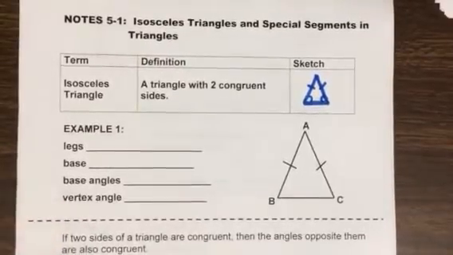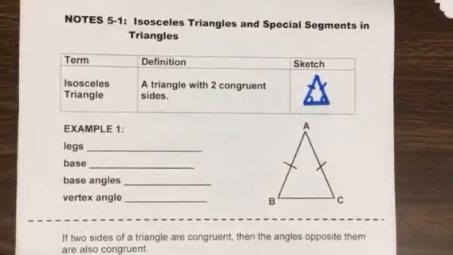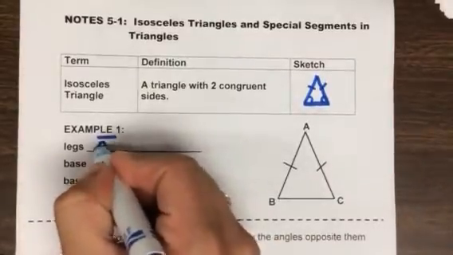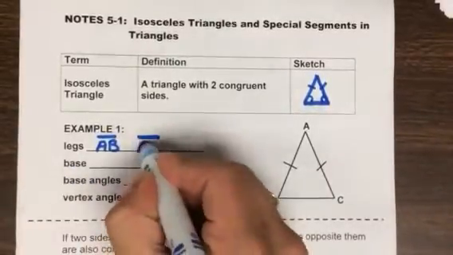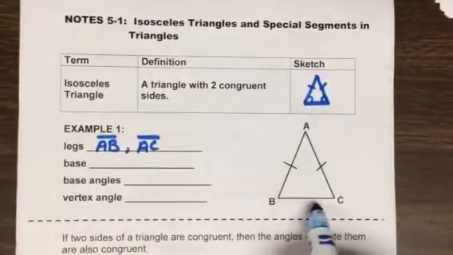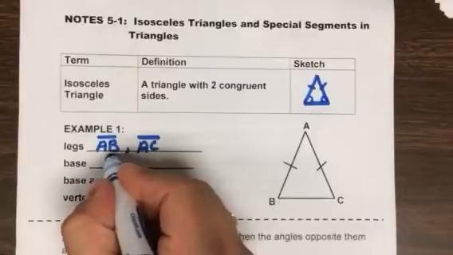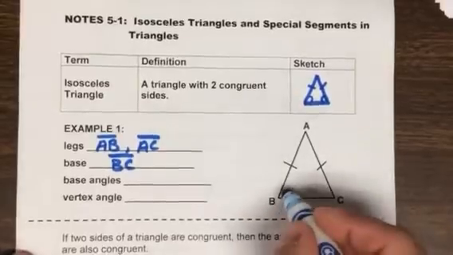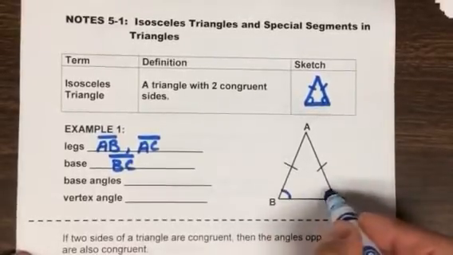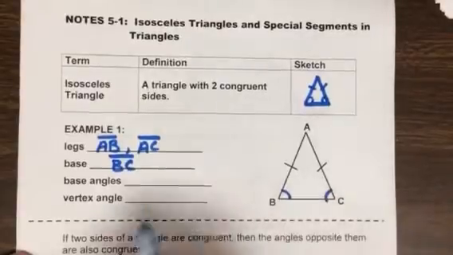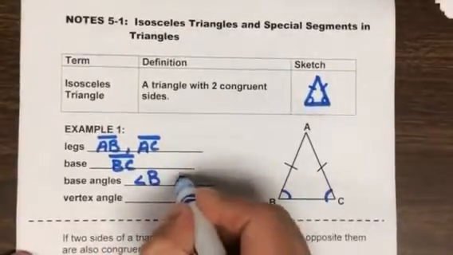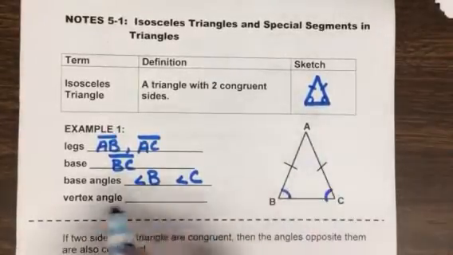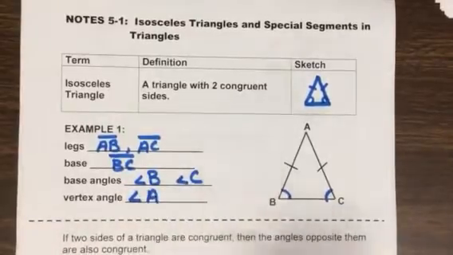So looking at example 1. We got two legs. Our legs are always congruent on an isosceles triangle. So in this case, our congruent legs are segment AB and segment AC. Our base is the side that is not congruent. In this case, it would be segment BC. Our base angles would be the two angles attached to our base. We know that they're going to be congruent angles because they're opposite our congruent sides. That would be angle B and angle C. Our vertex angle is our angle that is between our two congruent sides, otherwise known as angle A.